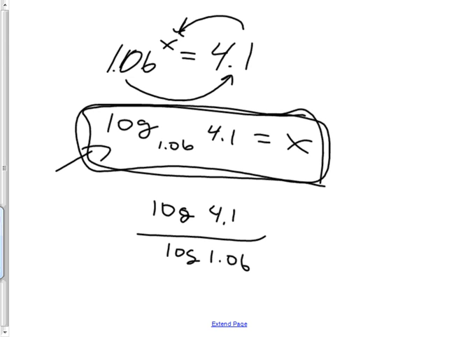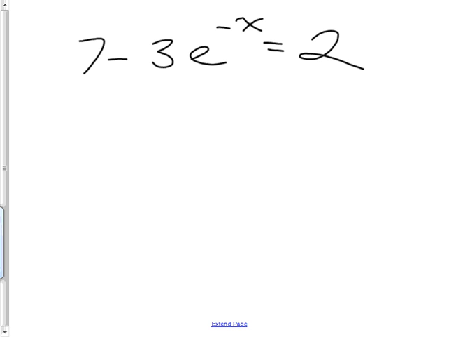All right. So there's just going to be a little bit of complication thrown in some of them. Let's try one like this. 7 minus 3e to the negative x is equal to 2. I have a new favorite saying. You need to get the clump alone. Get the clump alone. That's the clump right there.